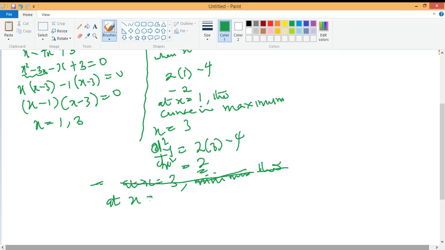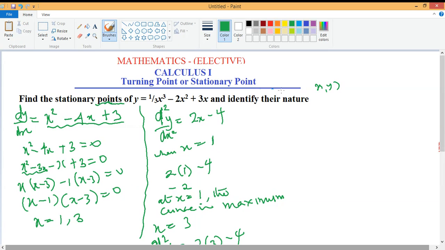At x is equal to 3, the curve is what? Minimum. Minimum. Good. Now that we do that, let's go and solve for the corresponding values of y.